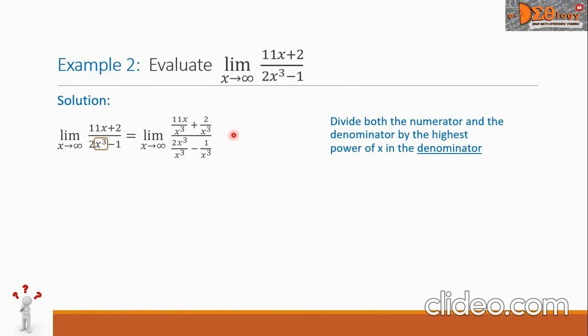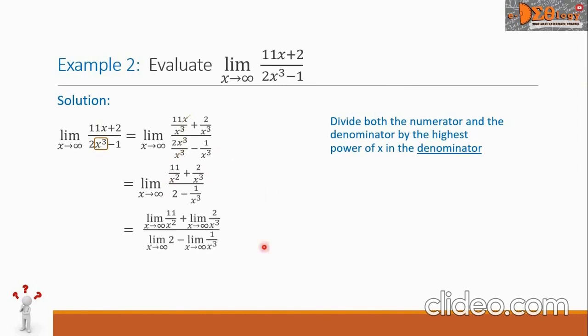And then let us cancel some terms that can be cancelled. And let us rewrite the new expression to be like this. From here, let us show that we are going to take the limit of each of the terms of the numerator and the denominator respectively. So this is how it will look like.